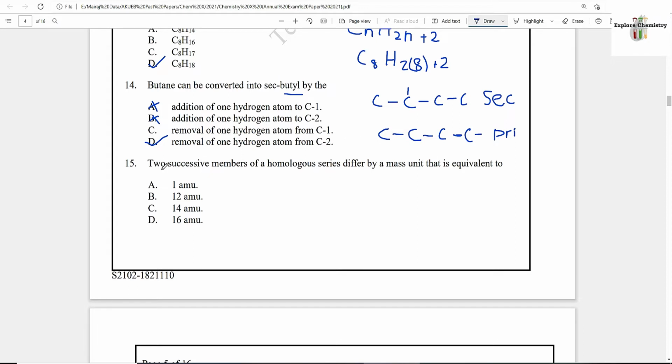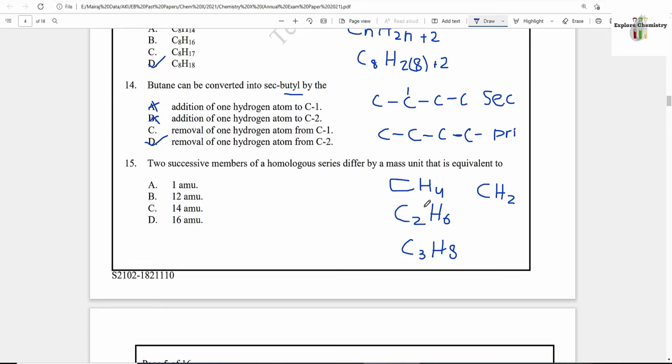Number 15, two successive members of a homologous series differ by the mass unit that is equivalent to. Like first member is, ignore the C please, first member is CH4 of alkane family, second member is C2H6 ethane, and third member is C3H8 propane. If you will see the difference from methane till ethane, one carbon is increasing and 2 hydrogen atoms are increasing.